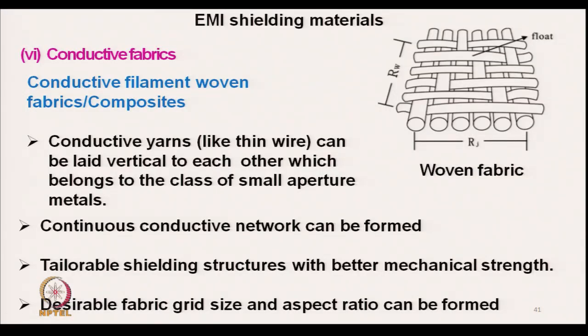because these fabrics are flexible in nature. So, conductive filament woven fabrics or composites are used. Conductive yarns like thin wire can be laid vertical to each other, which belongs to the class of small aperture. So, it will create small apertures, and a continuous conductive network can be formed.